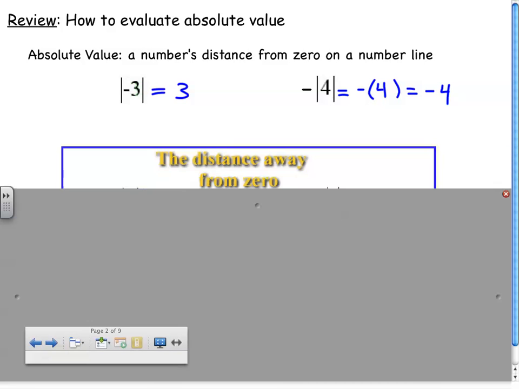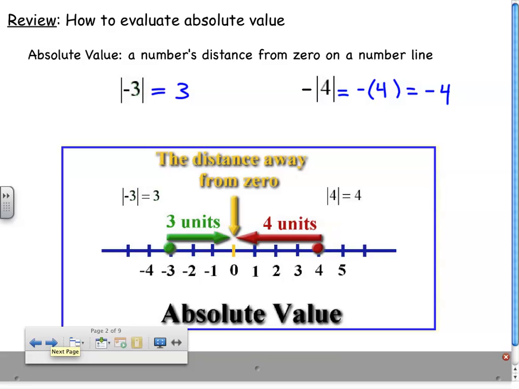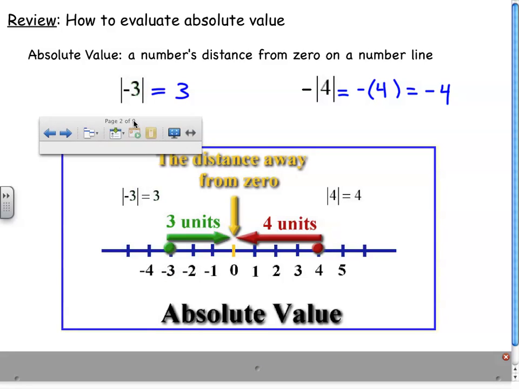So here's a quick diagram of what absolute value really is. It's a number's distance away from 0. You could see with the green arrow, that's with -3. You could see that it's 3 units away. With 4, it's 4 units away, but then if we take the negative version of that, we get -4. So here's what that leads to.